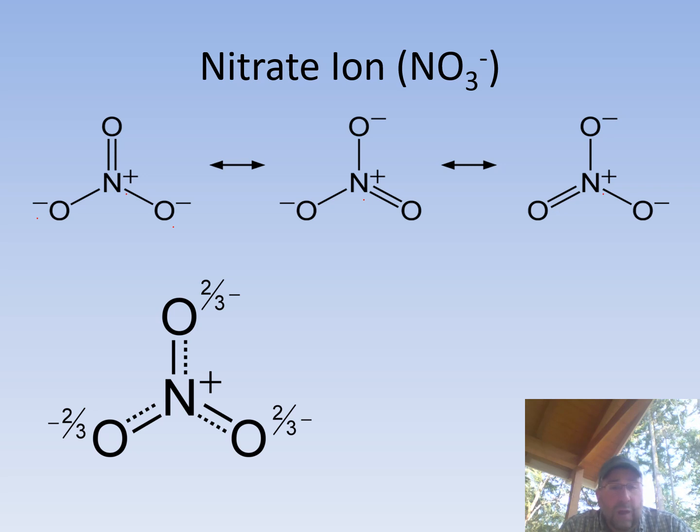There are 2 negative charges being shared among 3 oxygens, so we would say each oxygen has an average charge of -2/3. And there are a total of 4 bonds being shared among 3 oxygens, so the bond strength should be 4/3 or 1 1/3.